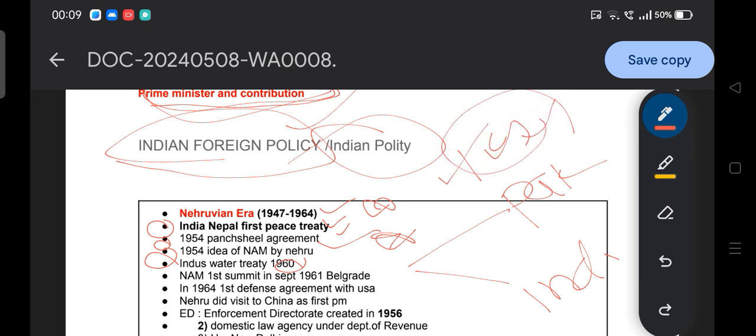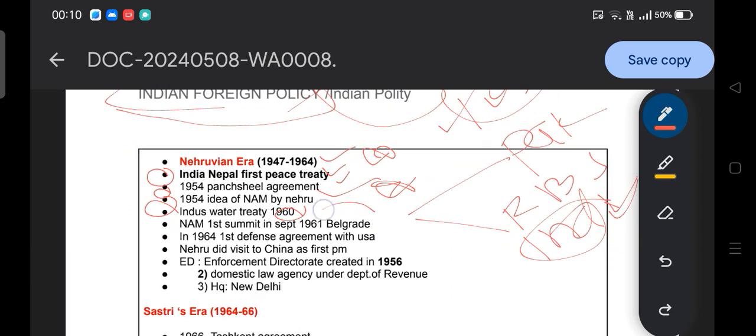These three rivers belong to Pakistan, and India got the three rivers, RBS, that is Ravi, Beas and Satluj, the eastern rivers. India got the eastern rivers Ravi, Beas and Satluj under the Indus Water Treaty 1960, Nehru government. Then the NAM first summit was held in September 1961 in Belgrade.